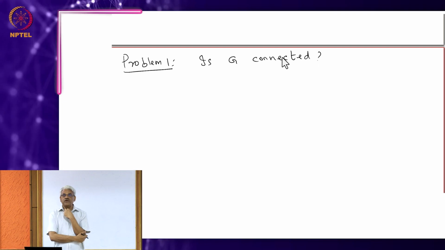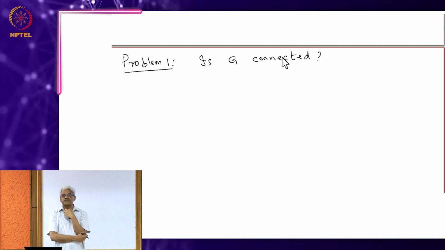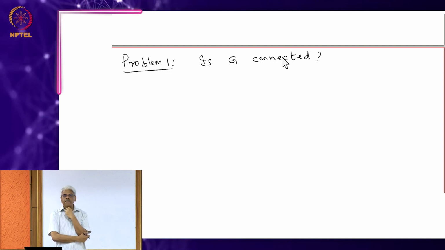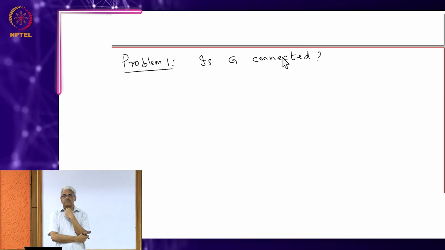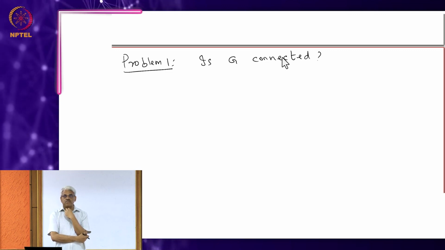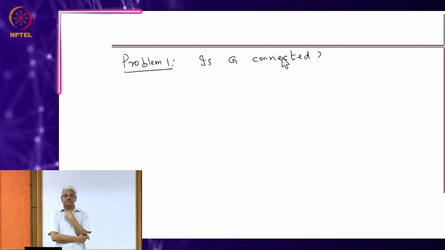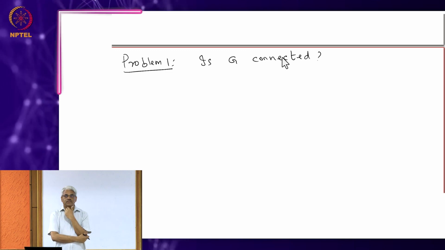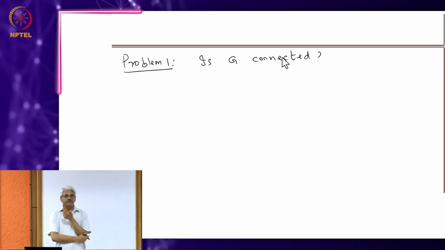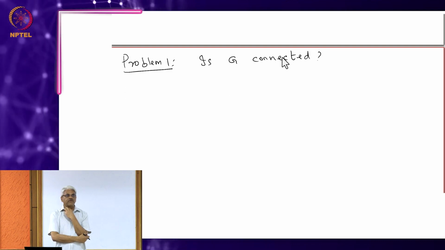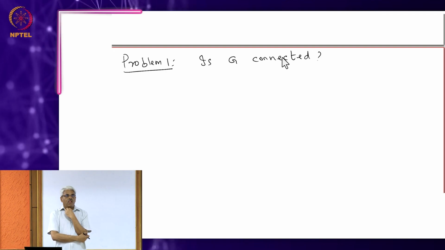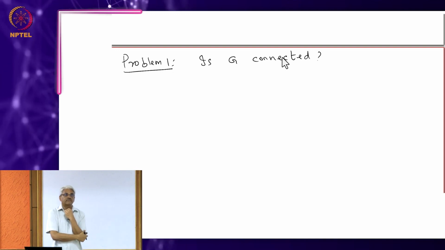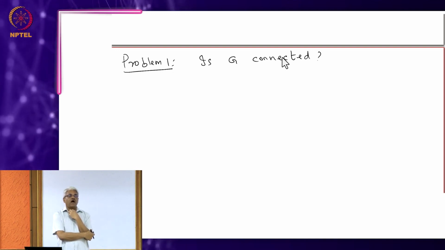Connected means what? There must be a path between every pair of vertices. So, how do you check? Okay, that will only tell you about a pair of these vertices. I want a path between every pair of vertices. Every vertex, one at a time: check if there exists a path from that vertex to every other vertex. How do you check that?